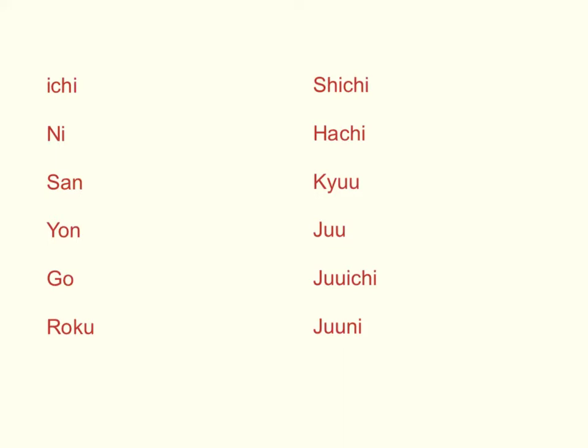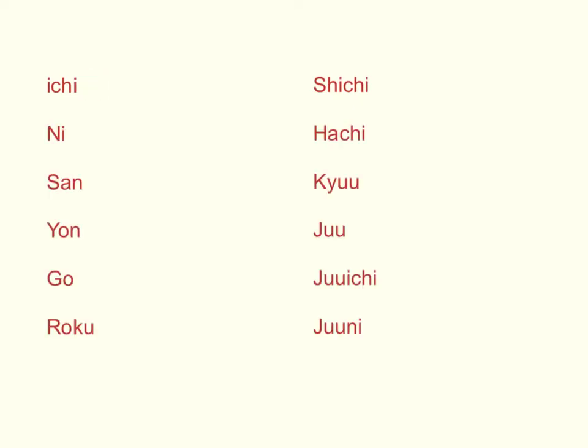This is the numbers 1 through to 12, and it goes like this: 1, 2, 3, 4, 5, 6, 7, 8, 9, 10, 11, 12. You notice with 7, I didn't put nana. I used the other one, shichi. And with yon, I use yon and not shi. And there's a reason for that. We'll show in a minute.